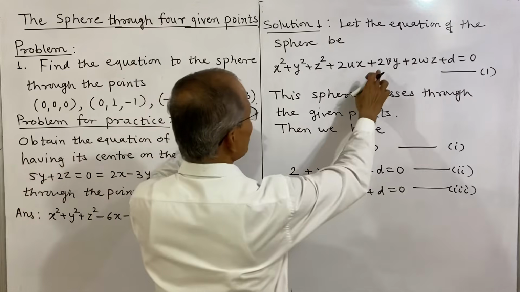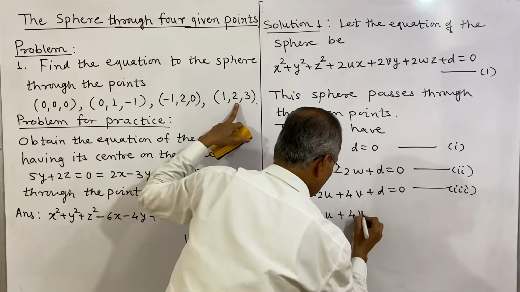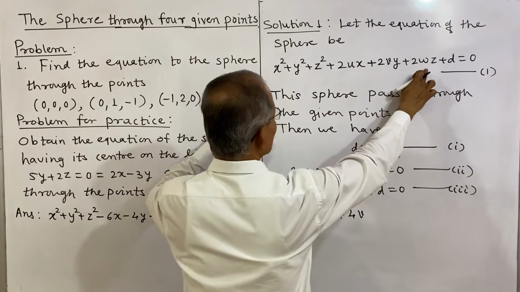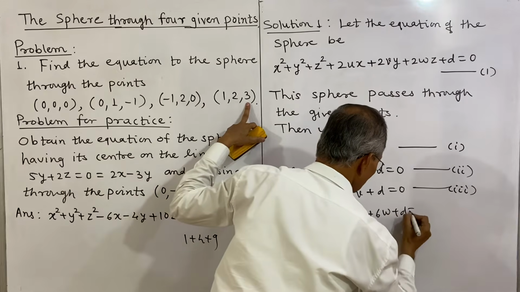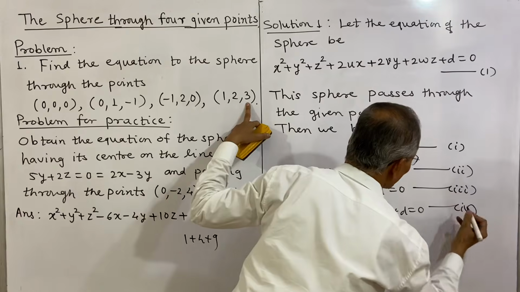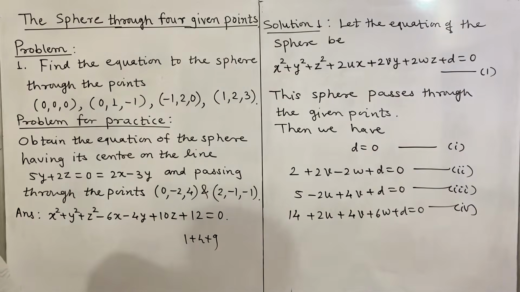Next is 2v, and that will be 4v, and z is 3, so 6w plus d is equal to 0. So this is our fourth equation. Thus we have the four relations.